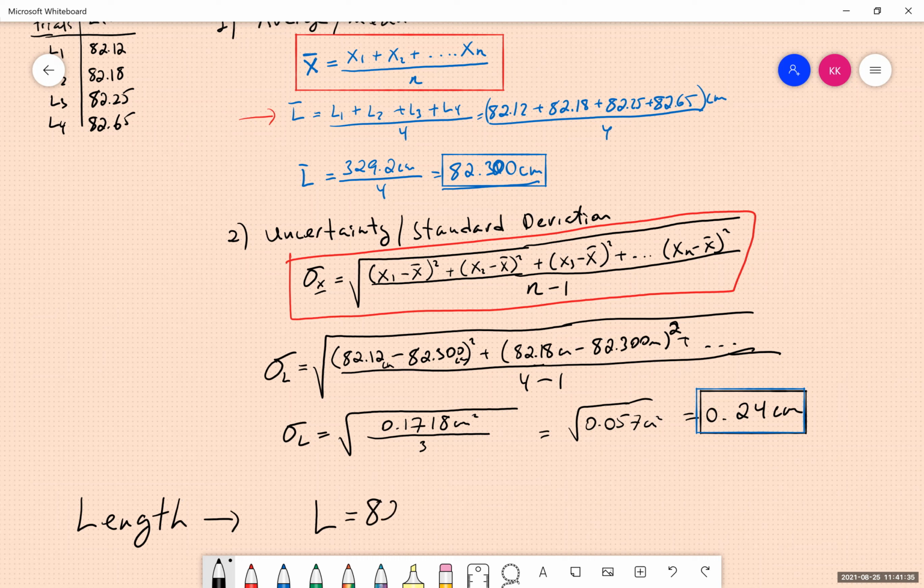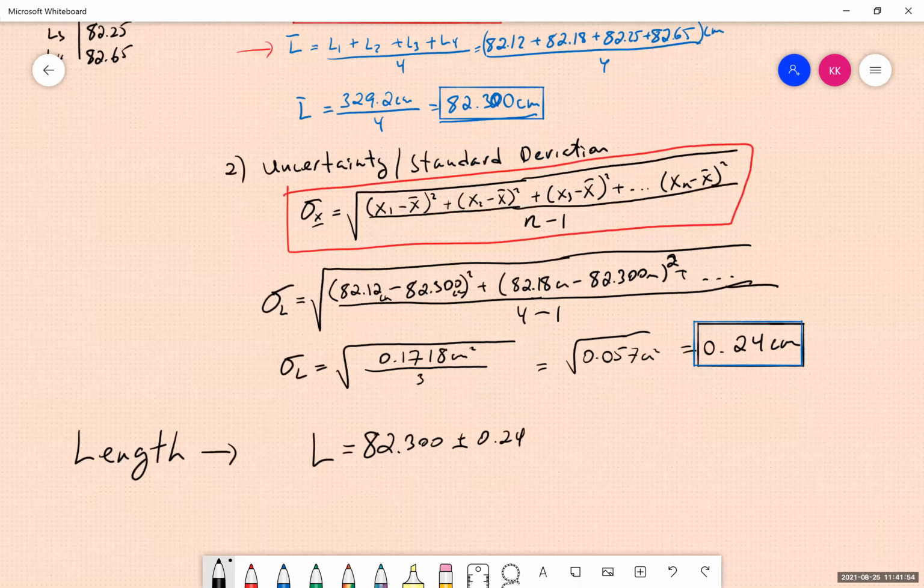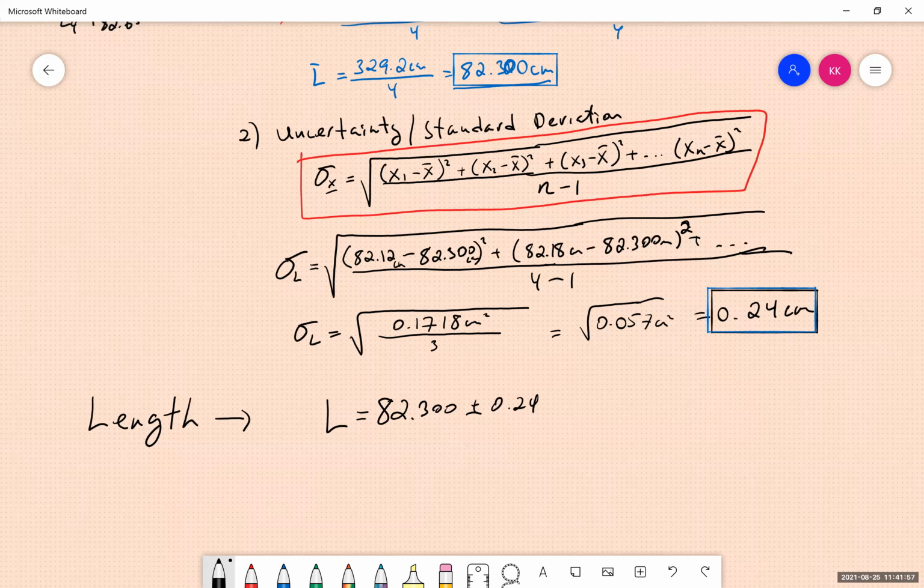82.300, but it could have been as large as this number plus 0.24. The reason is that there were uncertainties involved, right? Or it could have been as low as minus this number, 0.24. That means our measurement has a best possible value, which is the average of the data set, but it also can be plus or minus the uncertainty that we calculated because of the random errors. And this is how we always make a measurement.